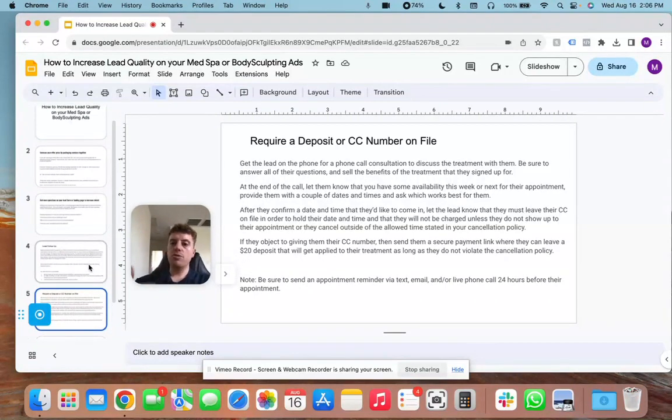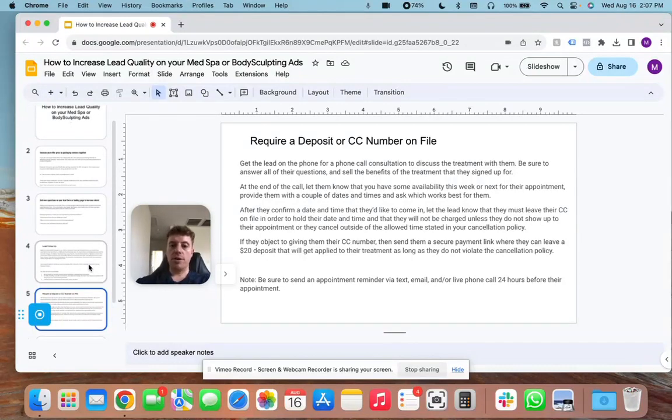So, the last one is, after you do contact them over the phone, you want to get a deposit from them, or put their credit card number on file. So you get them on a phone call for a phone consultation, discuss the treatment with them, answer all their questions, sell the benefits of the treatment, explain who you are and why you're qualified to do this. At the end of the call, let them know that you have some availability, say this week or next week, for their appointment. Provide them with a couple different dates and times and ask which ones work the best for them. After they confirm the date or time they want to come in, let them know that they must leave their credit card on file, excuse me, in order to hold their date and time.